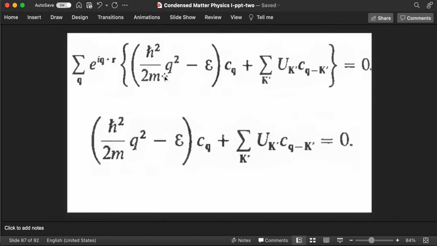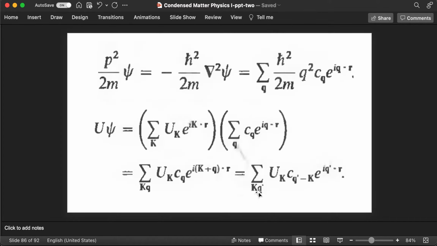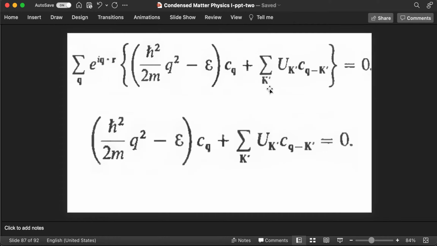So that would be the full Schrodinger equation. We have also pulled out the e power i q dot r, and here there is a summation over k, and just for future simplicity, we have replaced that summation over k by a summation over k prime. Again, the same logic, it's all over all reciprocal lattice vectors. It doesn't matter whether it is a summation over k or k prime. So we just change the index from k to k prime.